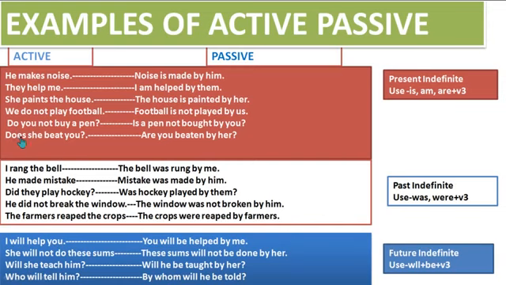Next sentence is, does she beat you? Are you, the third form of beat is beaten, by, and she is changed into her.